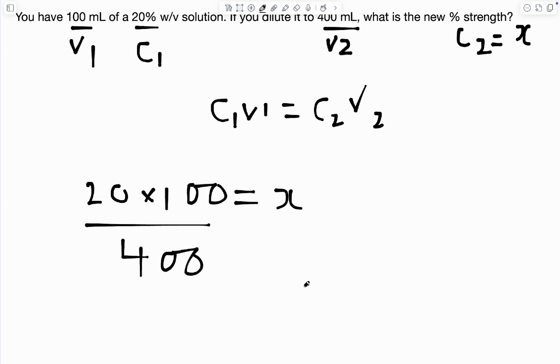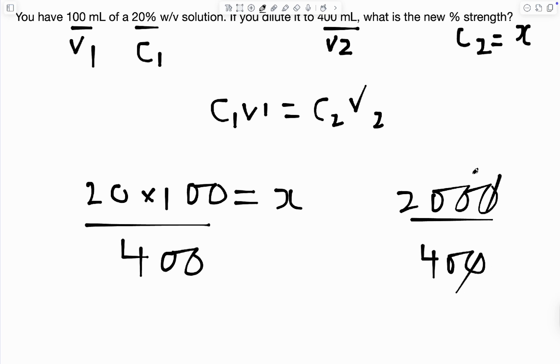So if I just put that in the calculator, 20 times 100 is 2000, and then we divide that by 400. We'll cancel out the zeros. So 20 divided by 4, you get 5. So our percentage strength is 5%.